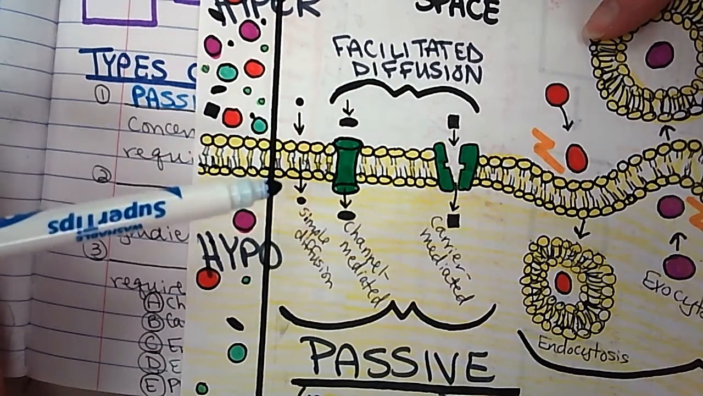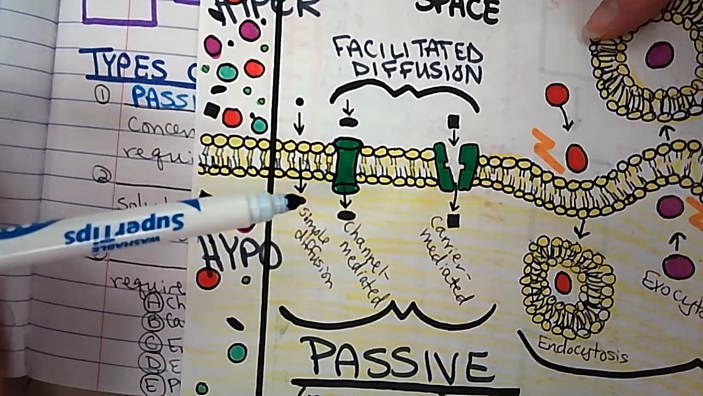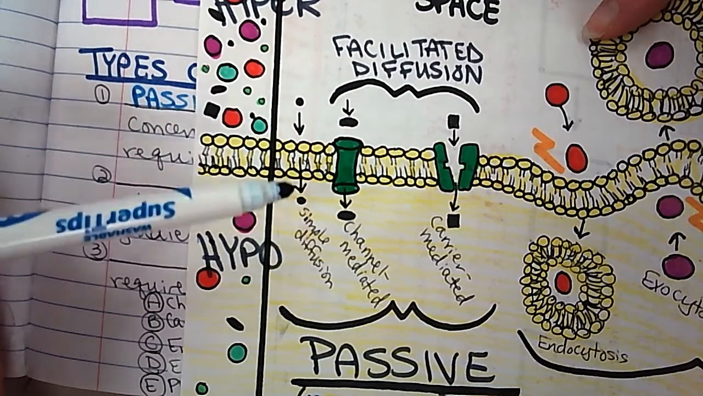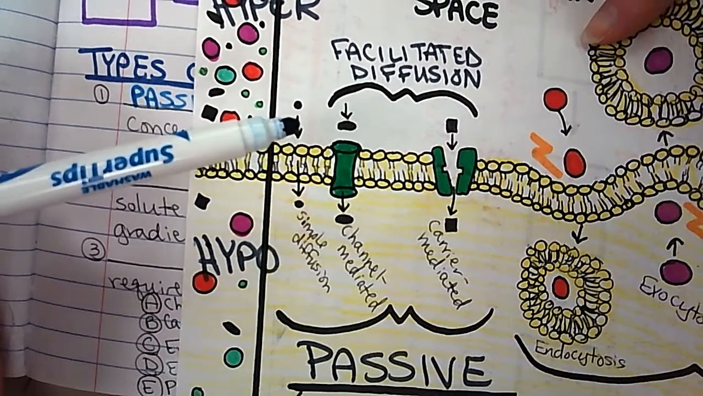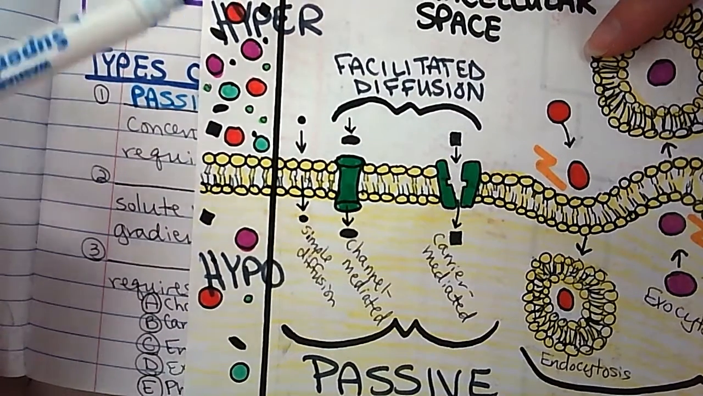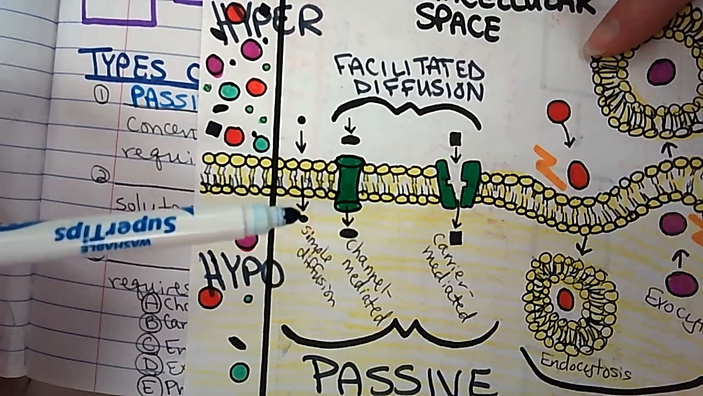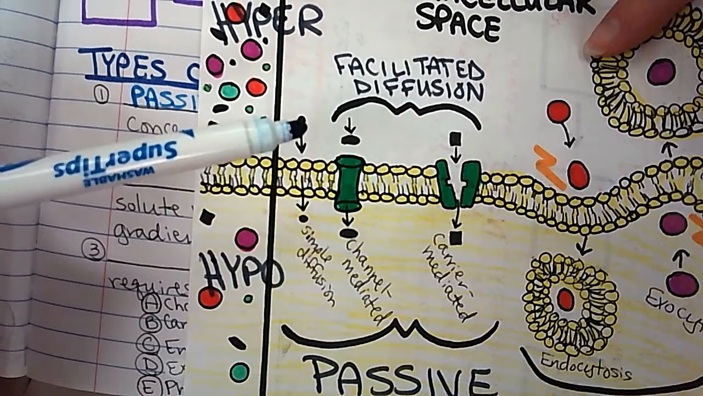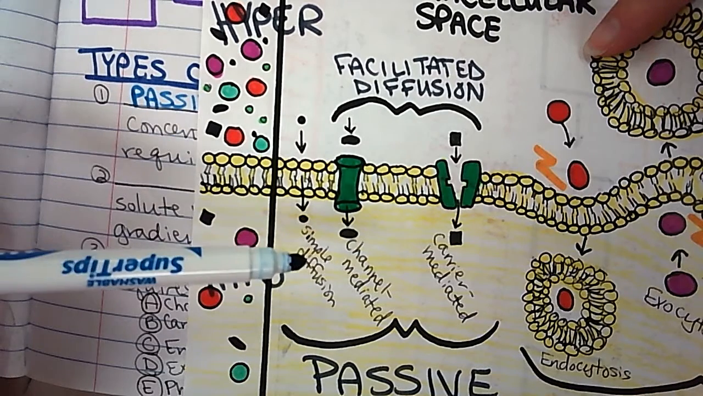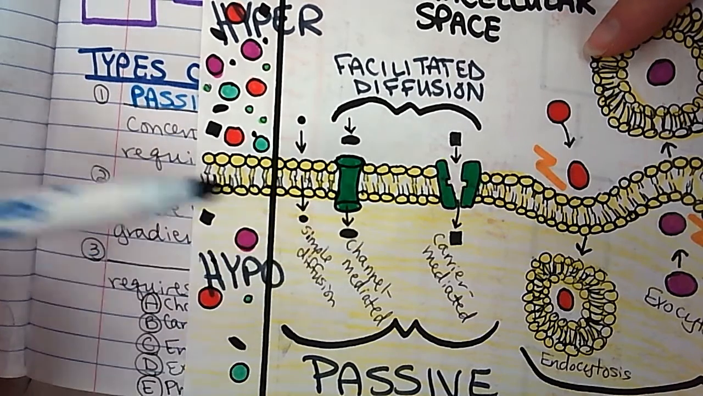Simple diffusion is where a particle can just move through the cell membrane. It's allowed through. It's going from very high concentration, the hypertonic, to the hypotonic low concentration. So it's moving down the concentration gradient. It is a simple diffusion.